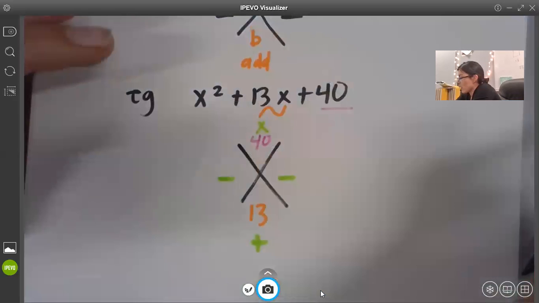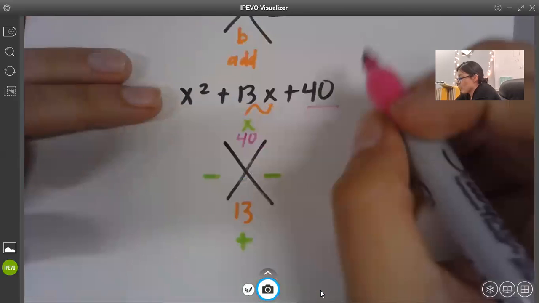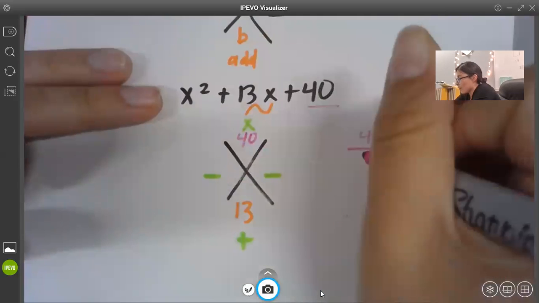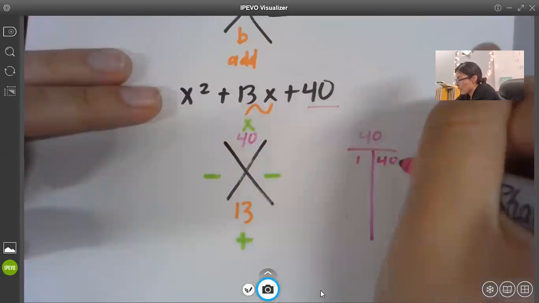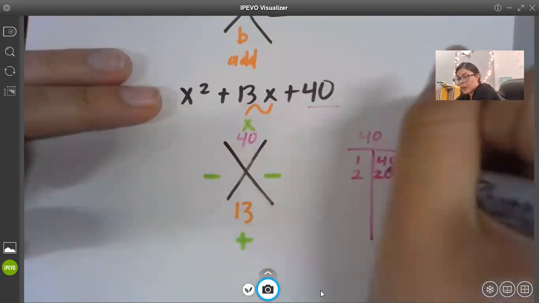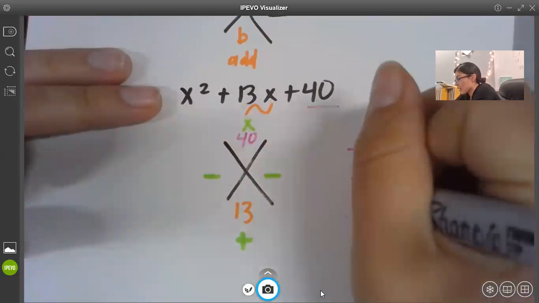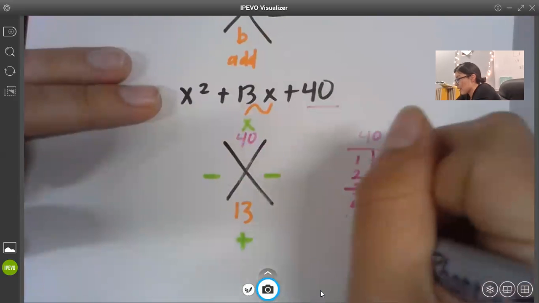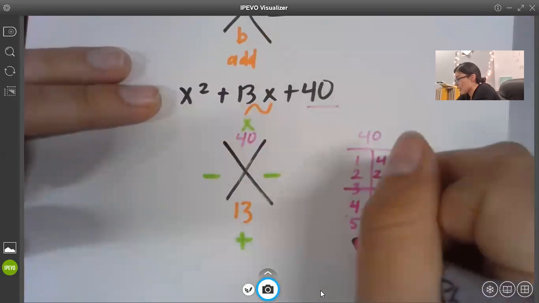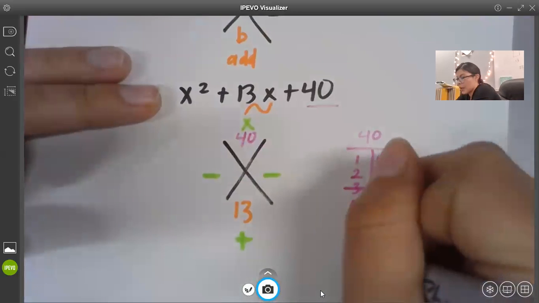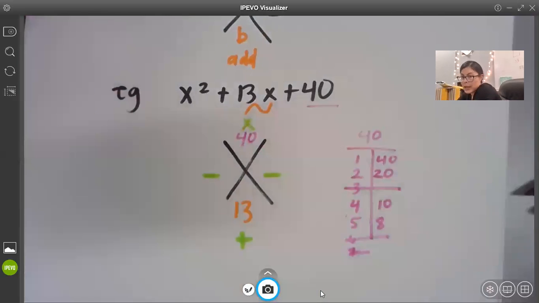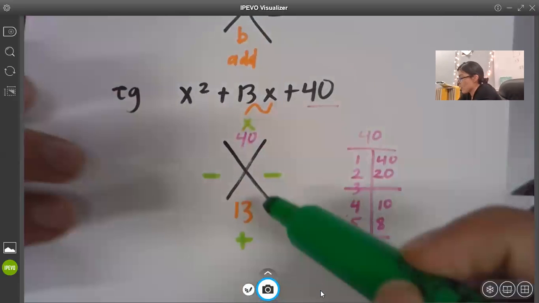What I do is think, what multiplies to give me 40? Here are my factors. 1 and 40. 1 times 40 is 40. 2 and 20. Not 3, because it needs to be a whole number. 4 and 10. 5 and 8. Not 6, not 7, and 8 is already on there. Now I'm going to add them to see if one of these gives me 13.